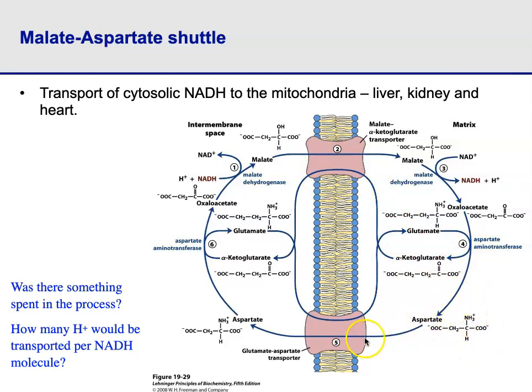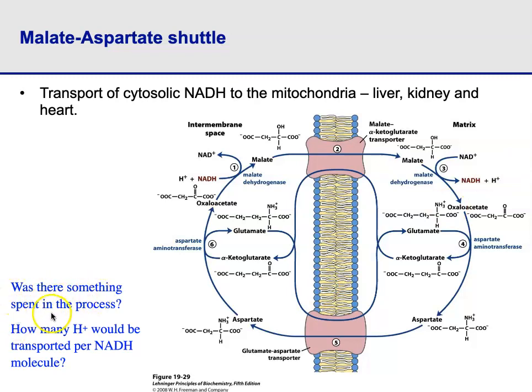The resulting aspartate now will be transported by a different transporter that exchanges aspartate for glutamate. Aspartate comes out, glutamate comes in. Aspartate now is converted again to oxaloacetate by aspartate aminotransferase. And then alpha-ketoglutarate is aminated, converting it to glutamate that goes in exchange with aspartate. So you see, it's a very well designed cycling process that has a net product of moving NADH from the cytosol to the matrix.